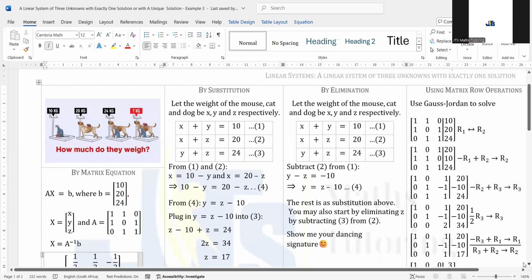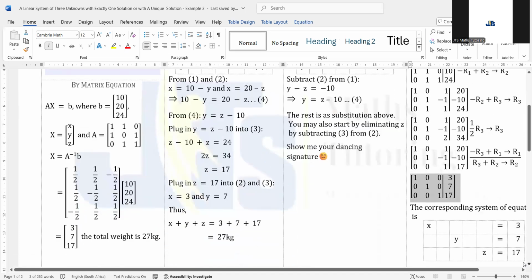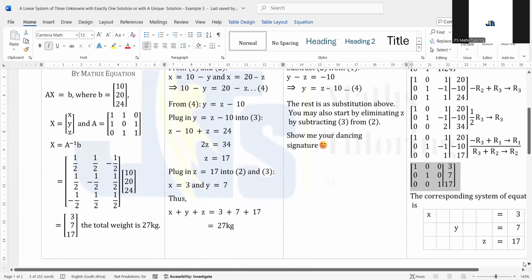Having said that, look at these row operations. I have this matrix in reduced row echelon form here, and we can see that the corresponding system of equations is X is equal to 3, Y is equal to 7, and Z is equal to 17, which is exactly what we got when we used the method of substitution and elimination.